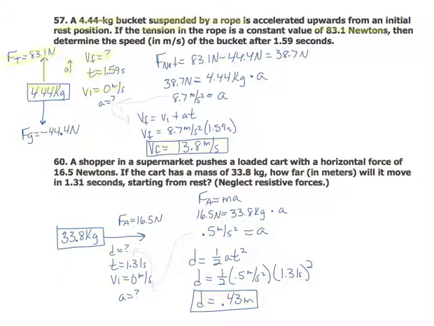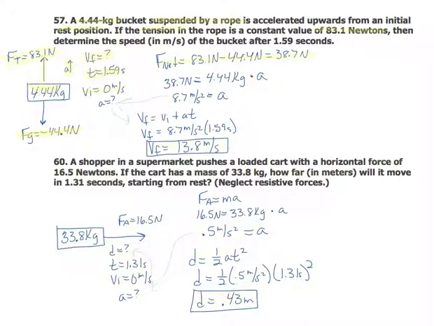We have the time, and what variable is going to relate initial, final, and time? I'm going to need to find acceleration. So looking at my net force, I know my net force is going to be the tension force minus the force of gravity. So I can figure out my force of gravity by taking the mass of my bucket times negative 10 meters per second squared, which is acceleration due to gravity. And then I can use that to find my net force of 38.7 newtons.